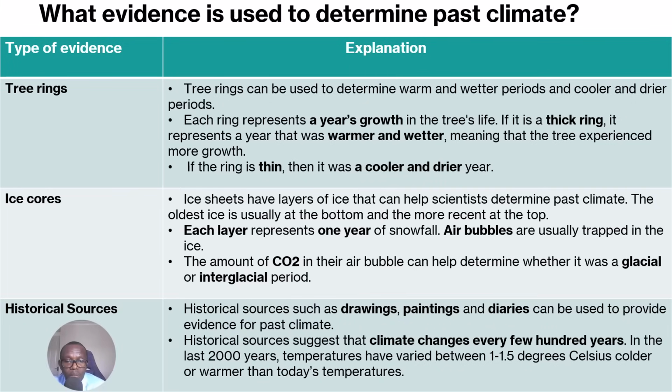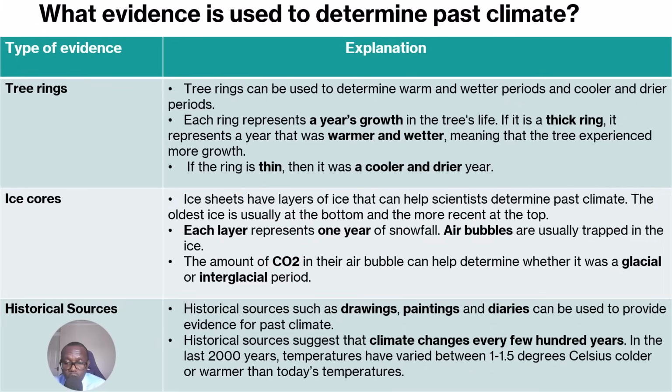So the second type of evidence is ice cores. We know that ice sheets have layers of ice that can help scientists identify what the past climate was like. The oldest ice is normally right at the bottom, and the newest ice is at the top. Each ice layer represents one year of snowfall, and in the snowfall, we have air bubbles that are trapped within the ice. These normally can tell scientists about the amount of carbon dioxide in that particular air bubble, which will then help them determine whether it was a glacial or interglacial period.